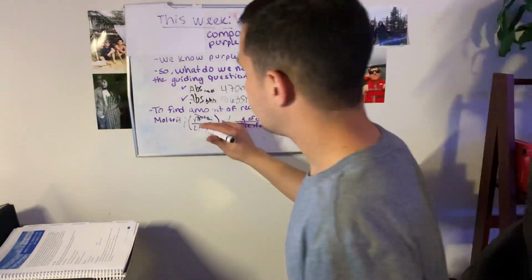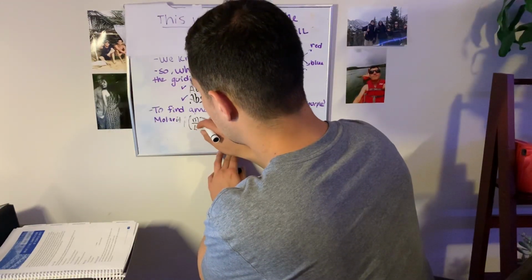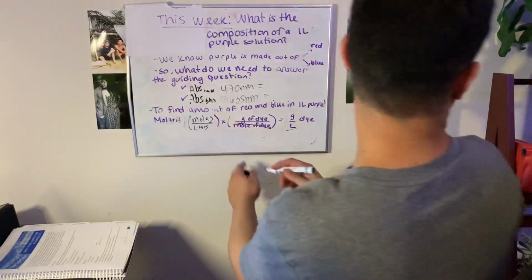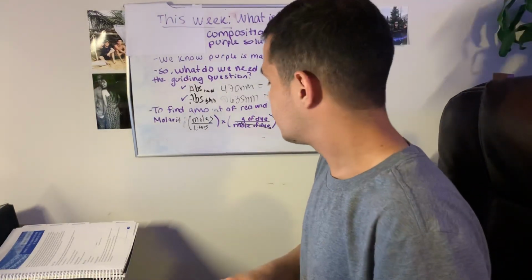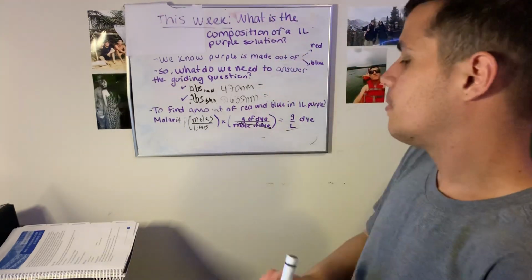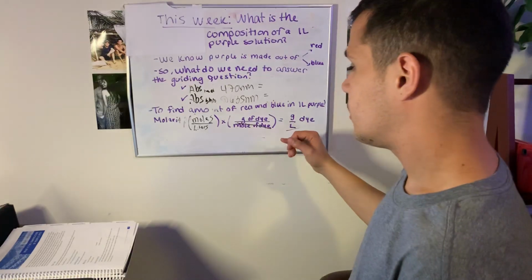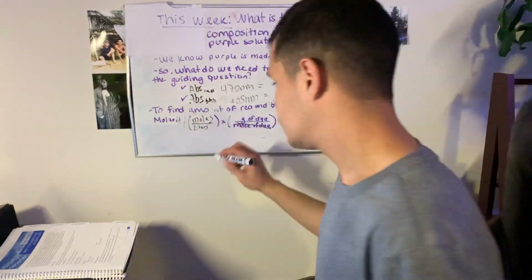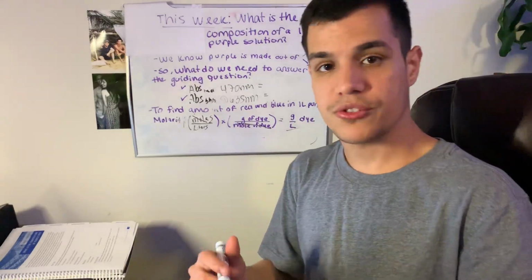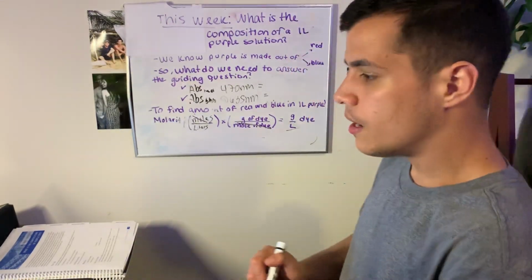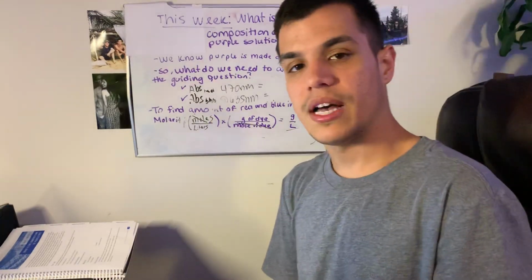And remember, molarity... hold on, I'm gonna write this again. Molarity is moles over liters. So the reason why we need the molar mass of red and blue is because when we multiply, we can actually cancel out moles. And remember, molar mass is expressed as grams per mole units. So we cancel out the moles, and we end up with grams over liters of the dye.